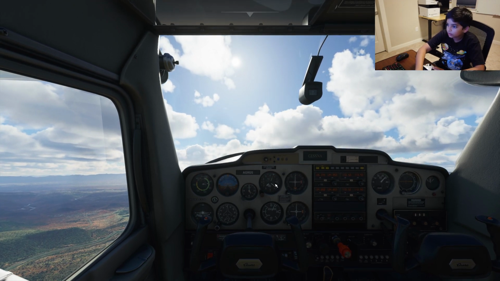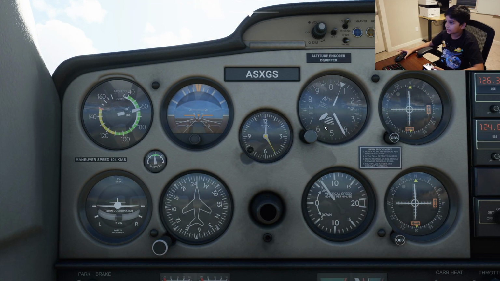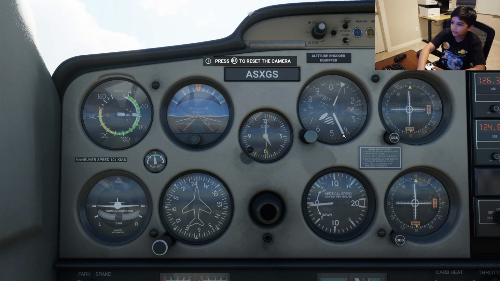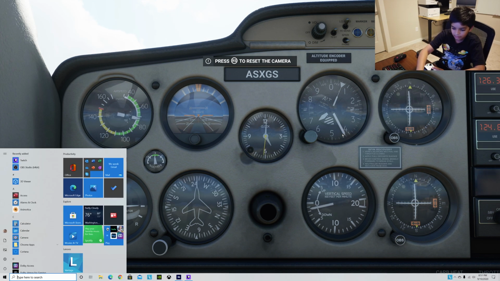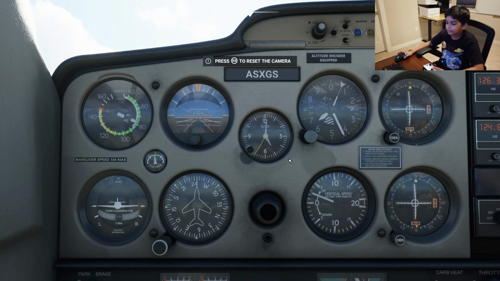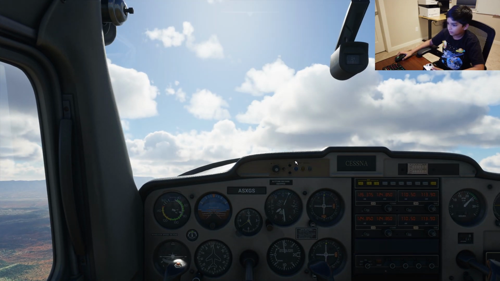Our altitude just climbed. Before we go on, let's get back to a cruise attitude. Ease up on the yoke and aim your nose just below the horizon. Then throttle back down to 2,300 RPMs. So let's bring it back.